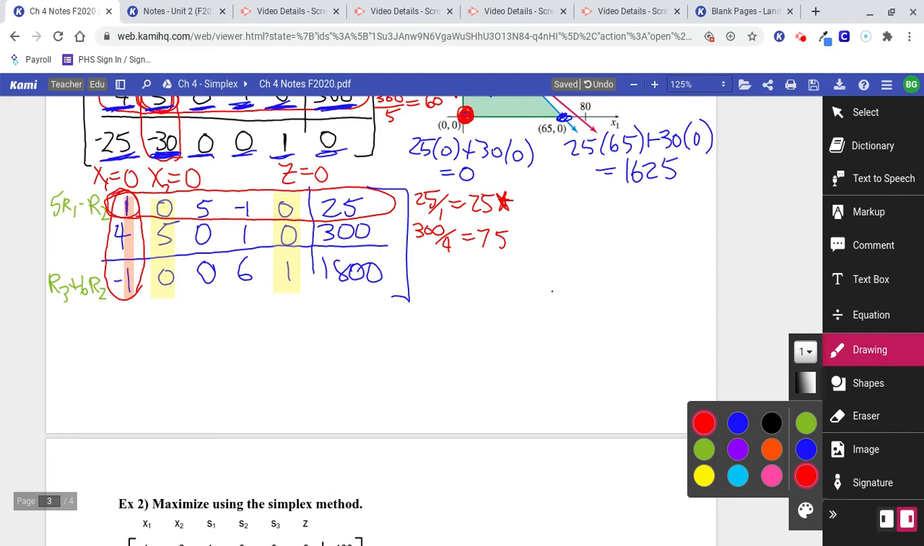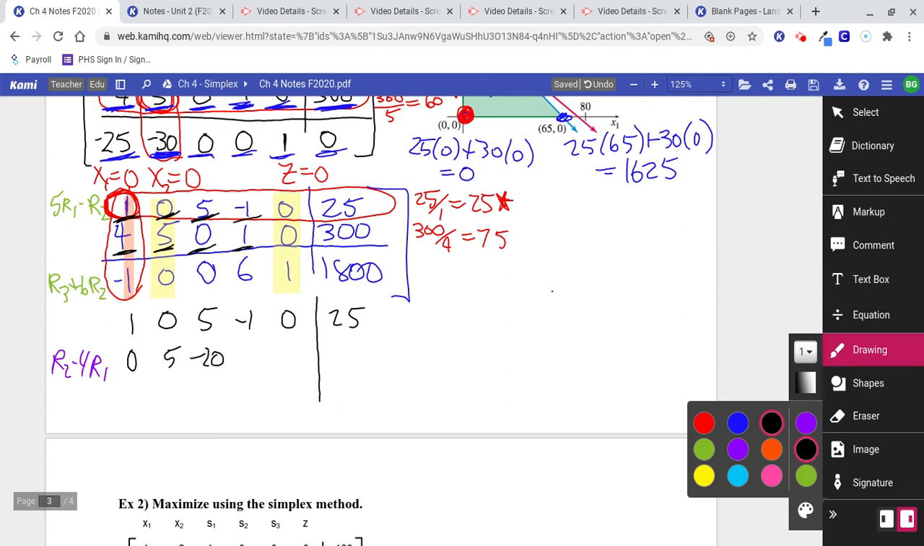The number that you have circled twice is your pivot element. Pivot row, you can just leave it alone. 1, 0, 5, -1, 0, bar 25. But then that second row, I'm going to get rid of the 4 using the 1. So that would be what? Row 2 minus 4 row 1s. Should be starting to get the hang of that. Row 2 minus 4 of those is 0. And this minus 4 of those is 5. And this minus 4 of those is -20. And this minus 4 of those, that'd be +4. 1 plus 4 is 5. 0 minus 4 zeros is 0. 300 minus 4 of the 25s, that's 300 minus 100, is 200.